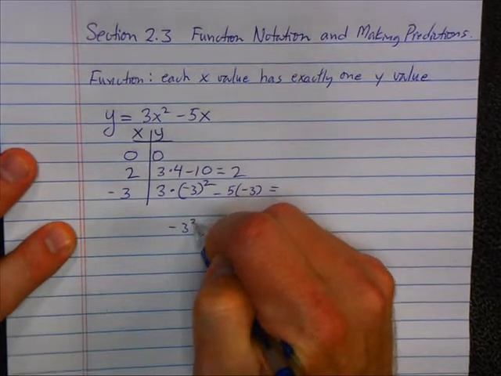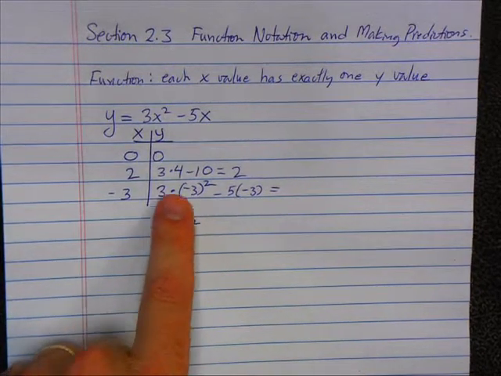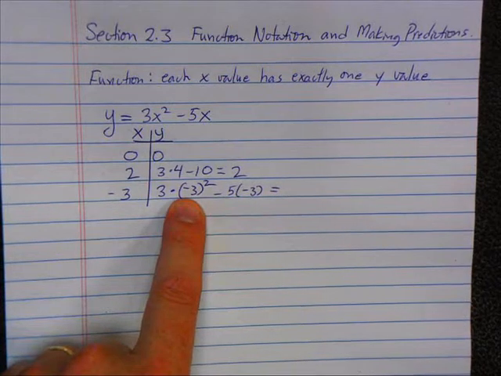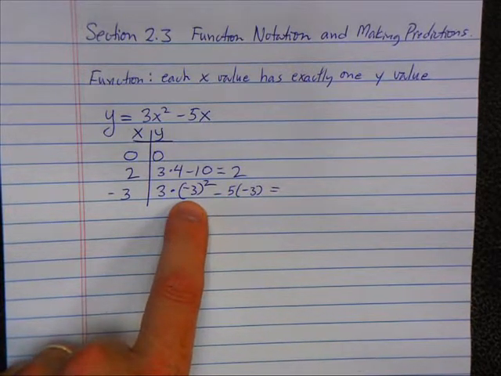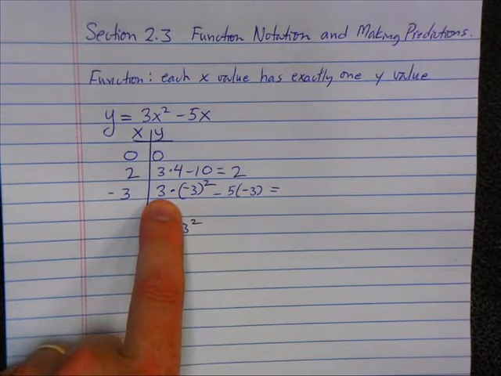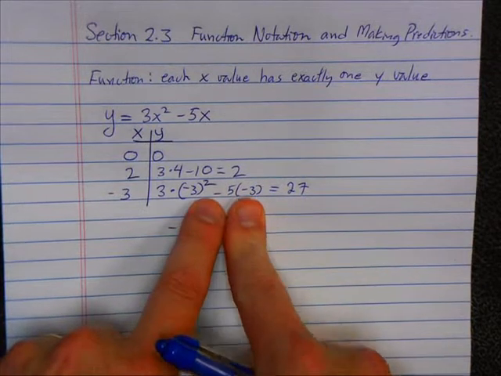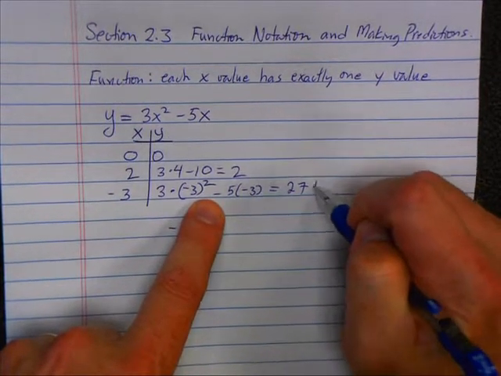So if I put the negative 3 in parentheses and then I square it, what do I get? What's negative 3 times negative 3? 9. 9 times another 3 is 27, so that's 27. And then I have a minus and a minus, that's going to make a plus. Plus 15, that's 42.